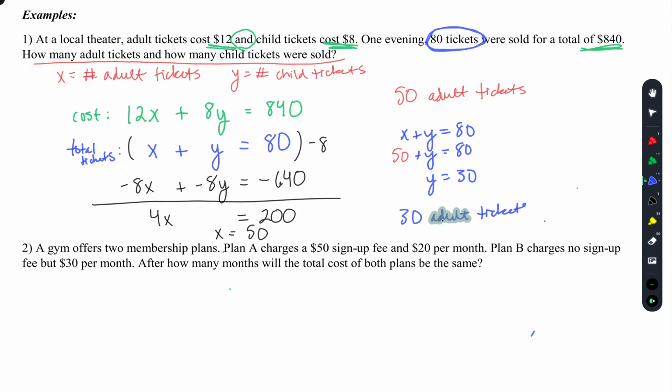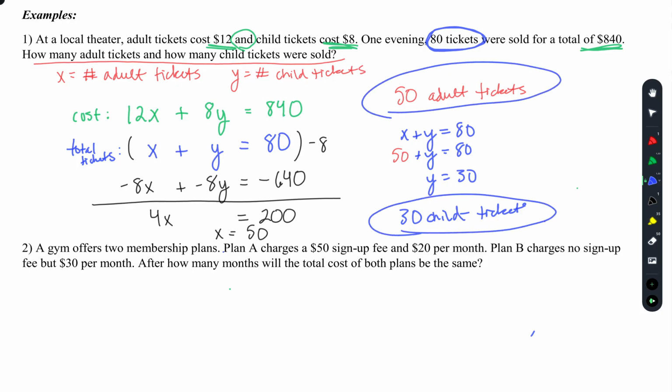Oh, it's child tickets. Sorry, child tickets. Already did adult. So 50 adult, 30 child. The reason I got adult first is because I got rid of the Y's. I could have done the X's. It just depends. So that's why you have to define your variables at the beginning.